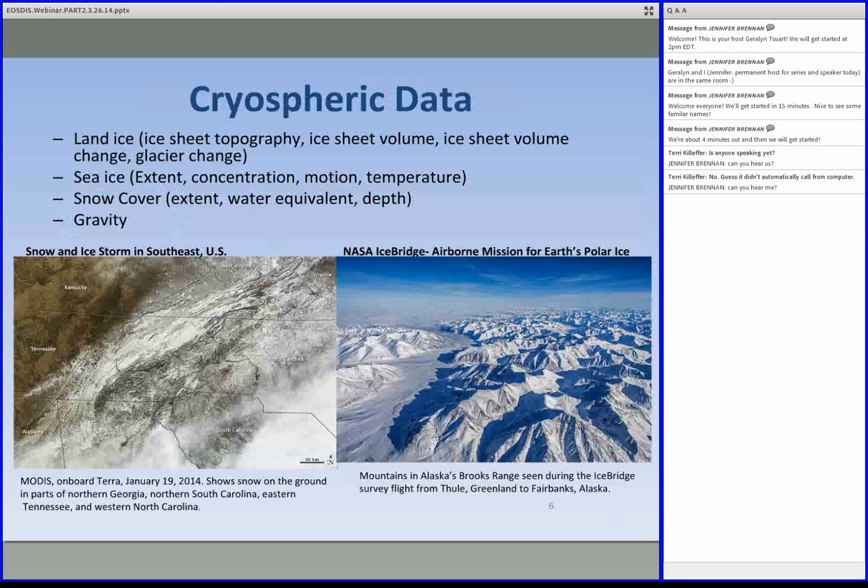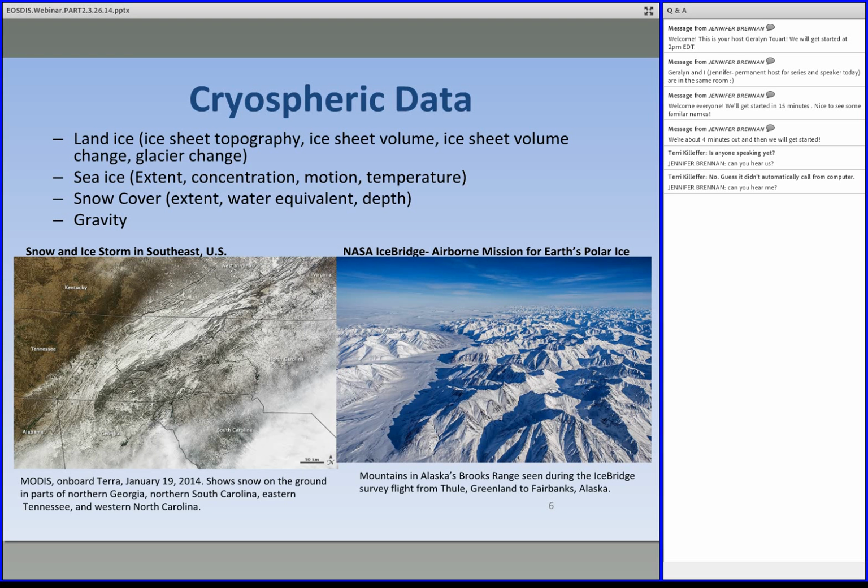So some of you may recall in mid-January of this year, the snow and ice storm that hit the southeastern United States. This image on the left shows snow on the ground in parts of northern Georgia, northern South Carolina, eastern Tennessee, and western North Carolina as captured by the MODIS instrument on board Terra. And I should tell you that MODIS is an instrument on board both Terra and Aqua. It's taking snow and ice measurements, water measurements, land measurements, and atmospheric measurements. So it's a very dynamic sensor, you could almost call it a workhorse sensor across our platforms.